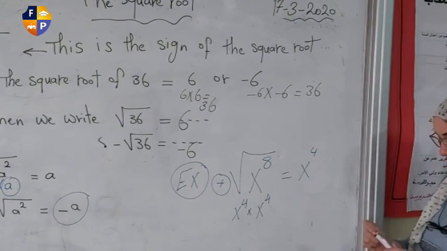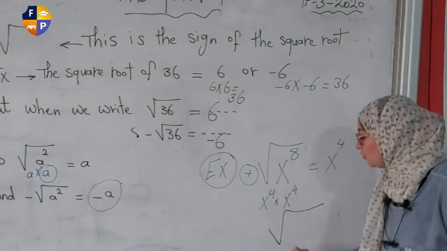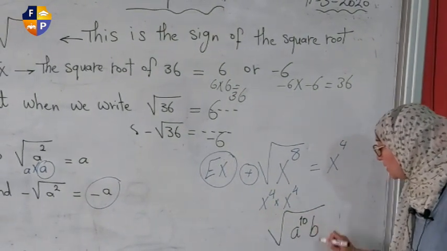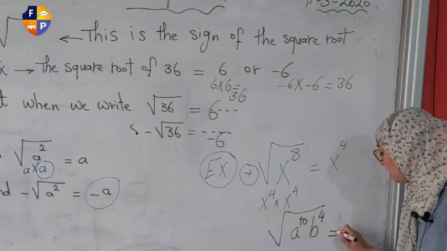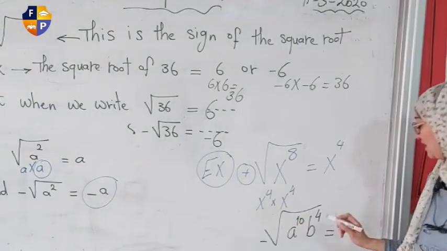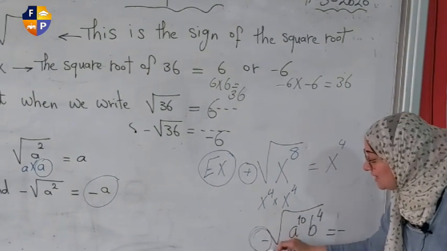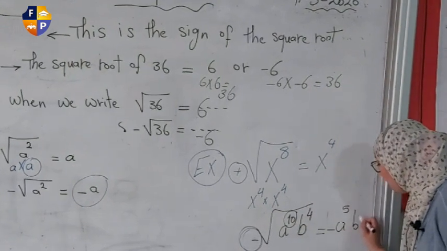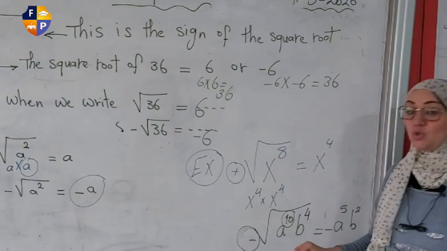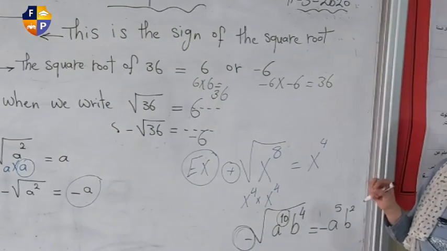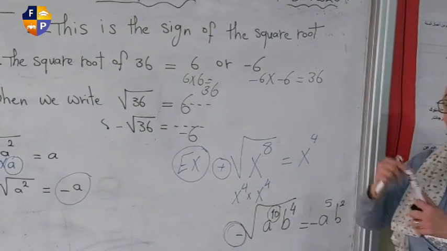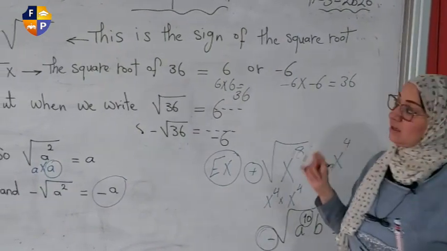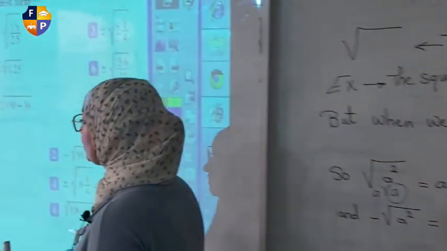Another one. Find the negative square root of a power 10 and b power 4. Negative, because I want the negative one. It equals negative a power 5 and b power 2. Okay, when you want to get the square root of an algebraic term with a power, divide the power by 2. Okay, let's answer some exercises on the active board.